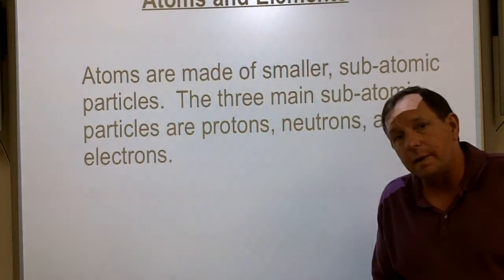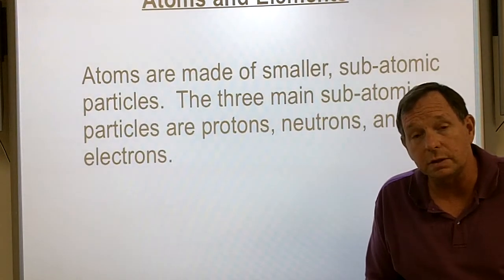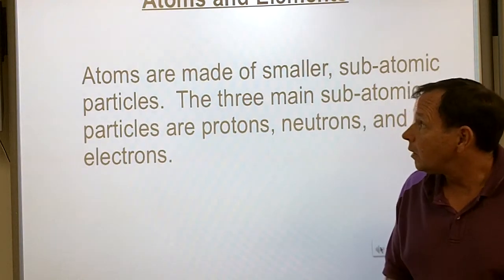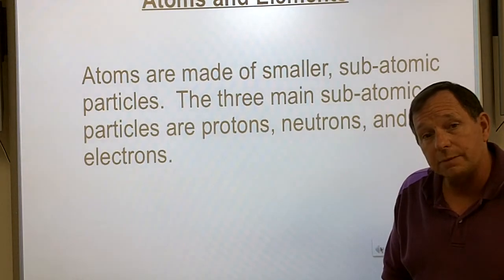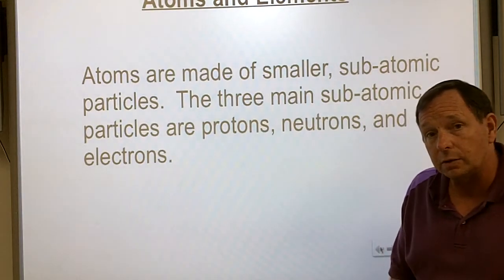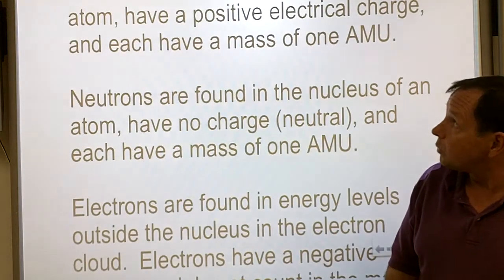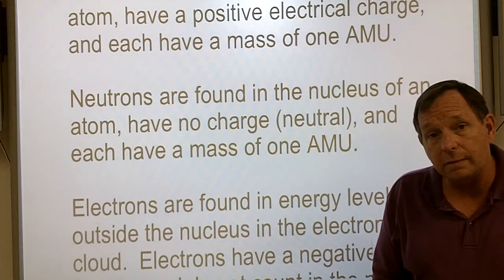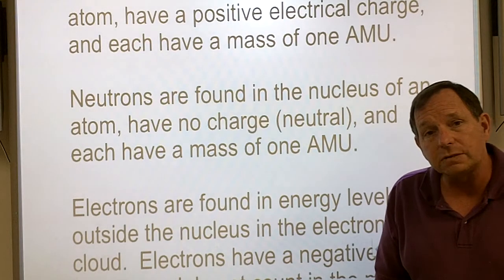So our lesson is about finding subatomic particles using the periodic table. Let's review just a little bit though. Remember that all atoms are made of three subatomic particles: protons, neutrons, and electrons. Protons are found in the nucleus of the atom. They have a positive electrical charge and they have a mass of 1 AMU.